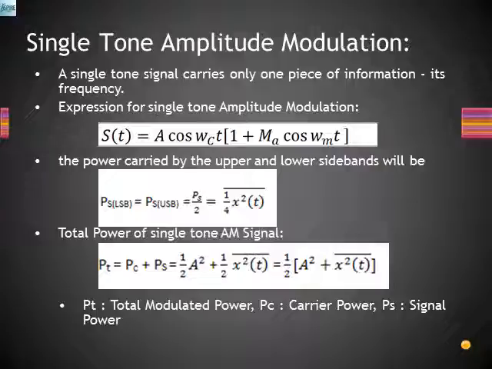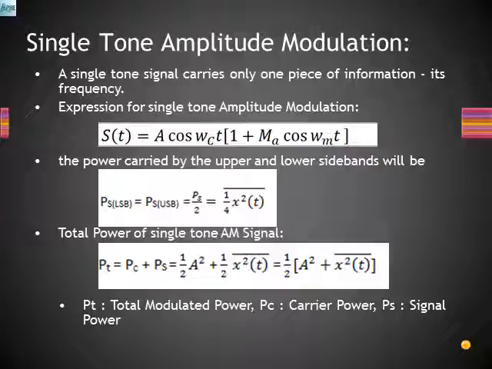The next expression is for the power carried by the upper and lower sidebands. You can also say that the power carried by the upper sideband and the power carried by the lower sideband are equal, and is expressed as P_SLSB, which is the power carried by the lower sideband, and P_SUSB is the power carried by the upper sideband, which is equal to P_S over 2, where P_S is the signal power.